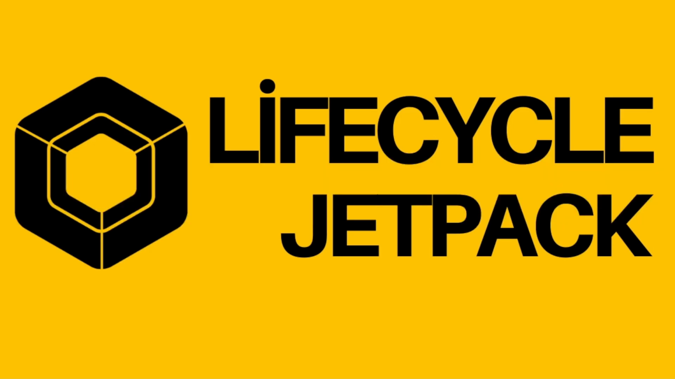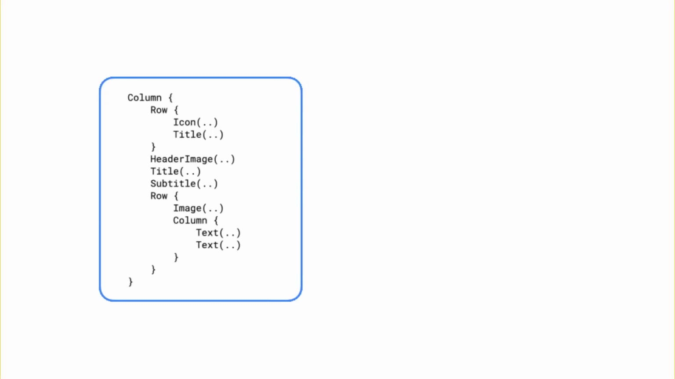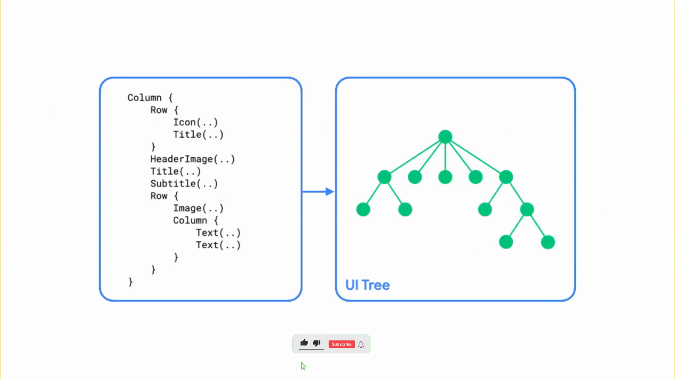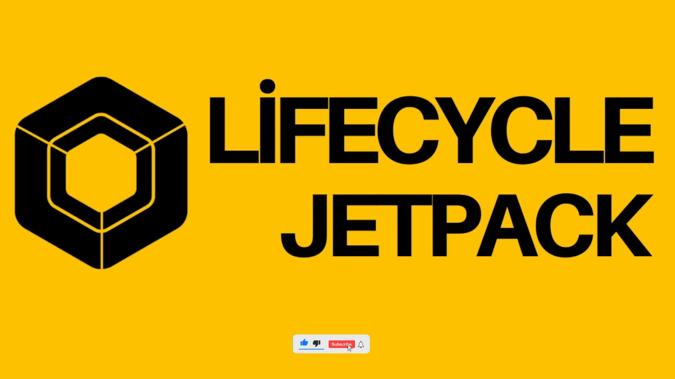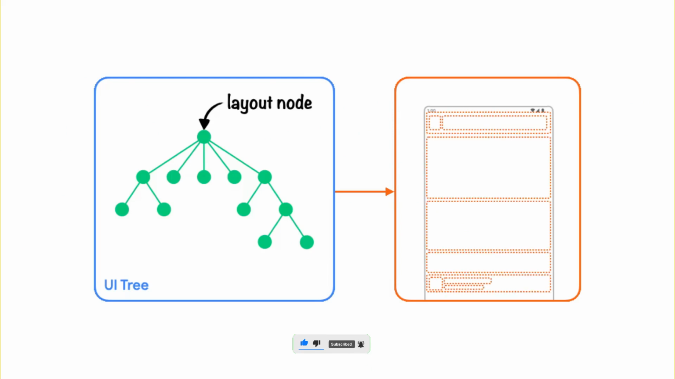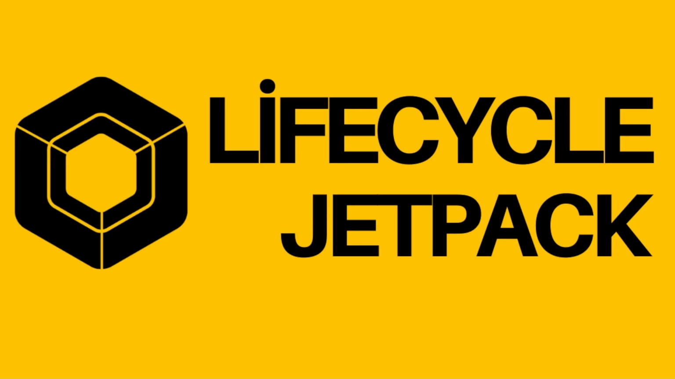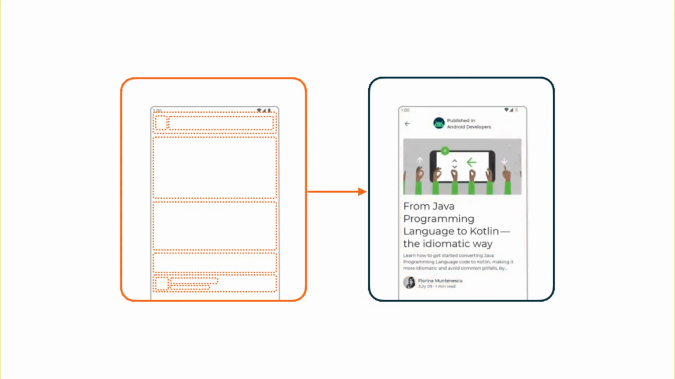Composition. This is where your UI is created, composable functions are called, and the initial UI tree is built. Initial composition. The first time your composables are called and your UI is created. Recomposition is the process where Compose reruns composable functions to update the UI. It happens automatically when state changes.